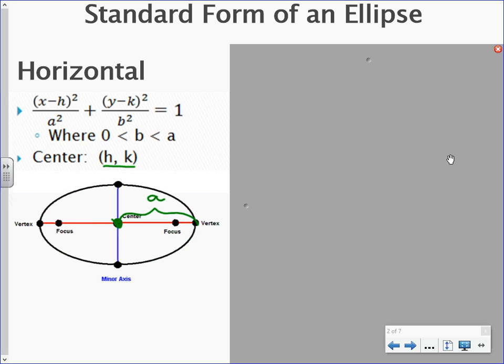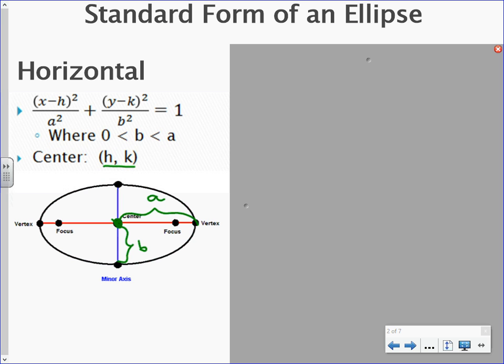B is going to give you how far away these, I'm going to call them minor vertices. Your book is not going to recognize them as anything, but they're important for our shape. So I'm going to call them minor vertices. But your minor axis you get by taking B from the center in both directions. Since this is a horizontal ellipse, we're longer horizontally than we are vertically.